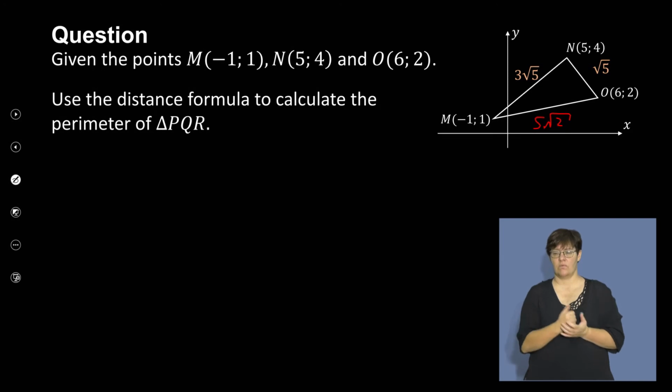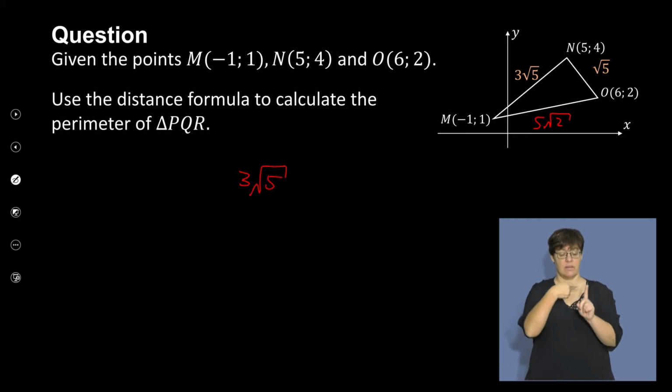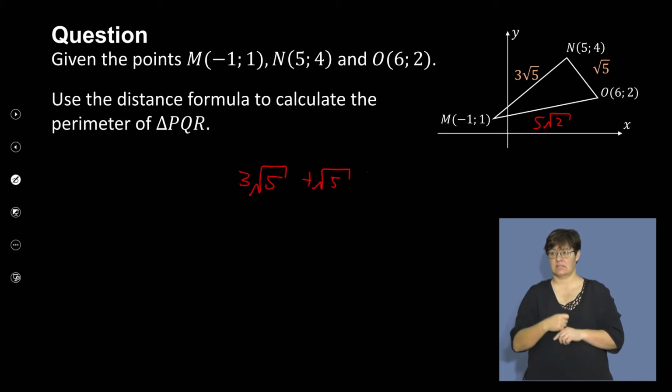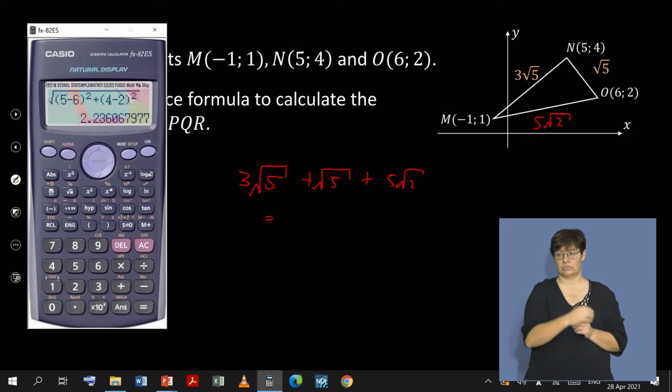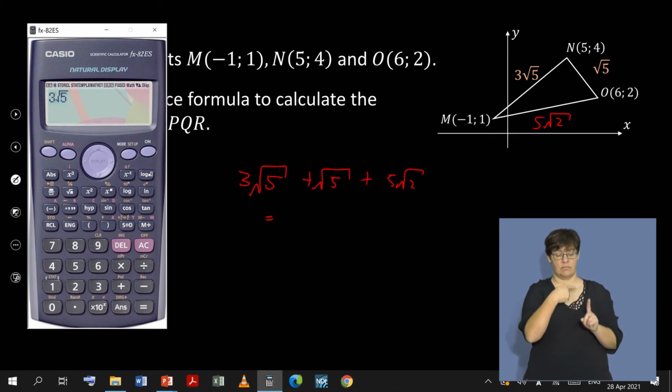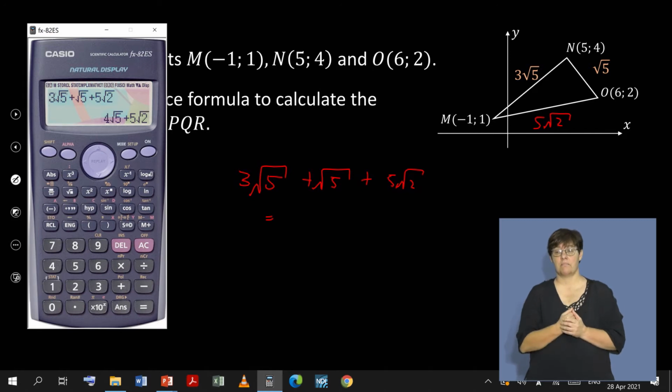And then they've asked for the perimeter, and so I'm just going to have to add these. So I'm going to go 3 root 5 plus the square root of 5 plus 5 root 2. So I'm going to go back to my calculator, and I'm going to put it in and calculate it. So let's go 3 square root 5, add square root 5, add 5 square root of 2. I'm going to press equals, and the answer that I get is that.